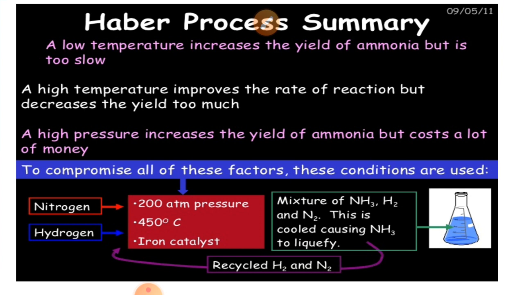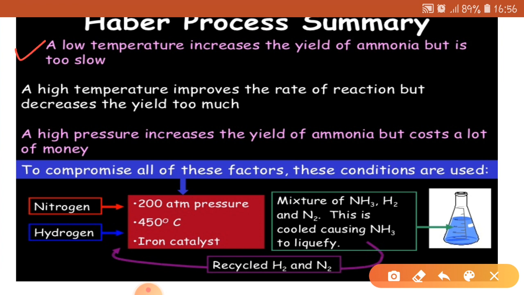This is a summary of the Haber process. In the Haber process, a low temperature increases the yield of ammonia, but it is too slow. A high temperature improves the rate of reaction but decreases the yield too much. So we maintain a compromise temperature of 450 degrees C. Secondly, a high pressure increases the yield of ammonia but costs a lot of money. So a compromise pressure is used, that is 200 atmospheres.